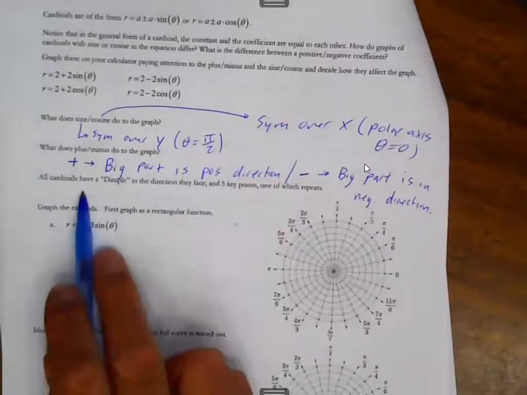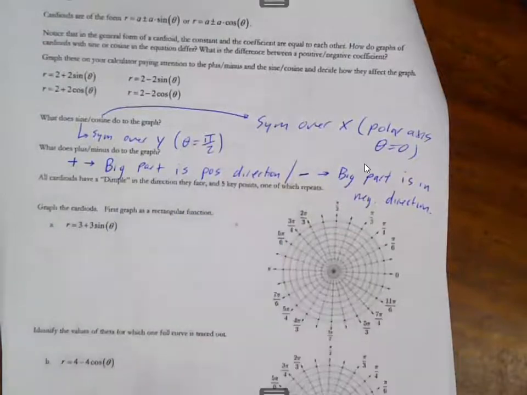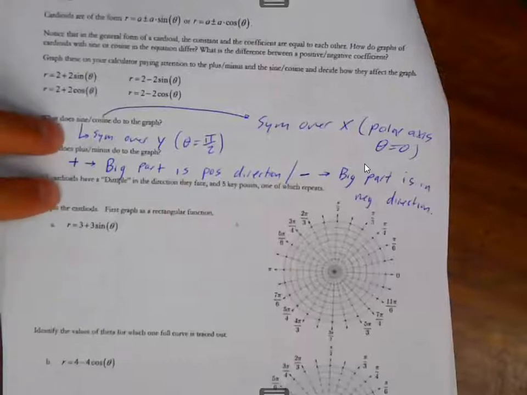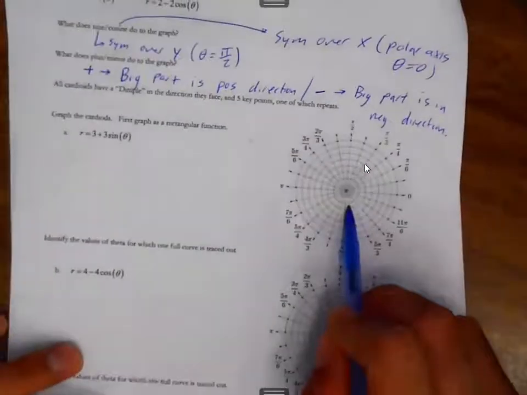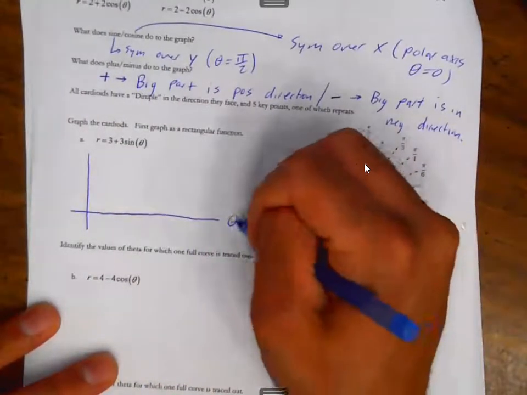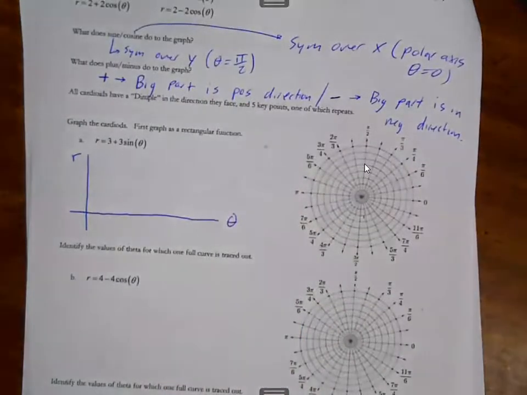All right, all cardioids have a dimple in the direction they face, 5 key points, one of which repeats. So let's graph one using our knowledge of y equals 3 plus 3 sine of x, and also the knowledge that we just learned from the patterns that we saw. First, we're going to graph the rectangular function, which means don't graph it on a polar axis, graph it on an x and y axis, but our independent variable is theta, so that'll be like our x, and our dependent variable, like our y, is going to be r.